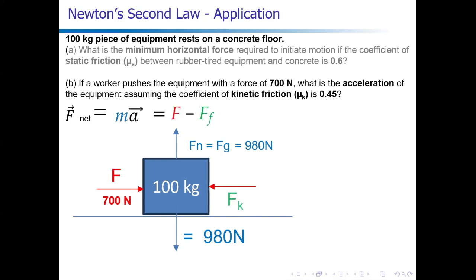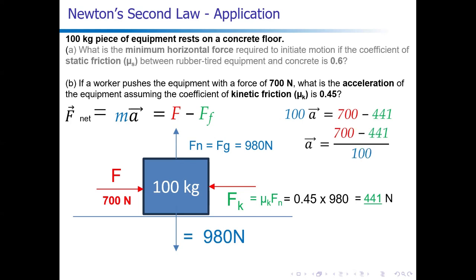Now let's calculate the kinetic friction force using the kinetic friction coefficient multiplied by the normal force. Here the normal force is still 980 newtons, and we are given the kinetic friction coefficient, 0.45. Thus the friction force is 0.45 multiplied by 980 newtons, totaling 441 newtons. This is the amount of force the floor is using to resist motion. Now let's plug this into the net force formula and solve for acceleration. So we get 100 kilograms multiplied by acceleration is equal to 700 newtons minus 441 newtons. Rearranging, we find that acceleration is equal to 2.59 meters per second squared.